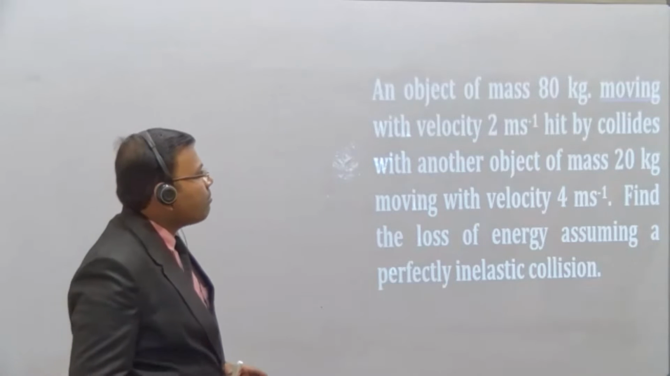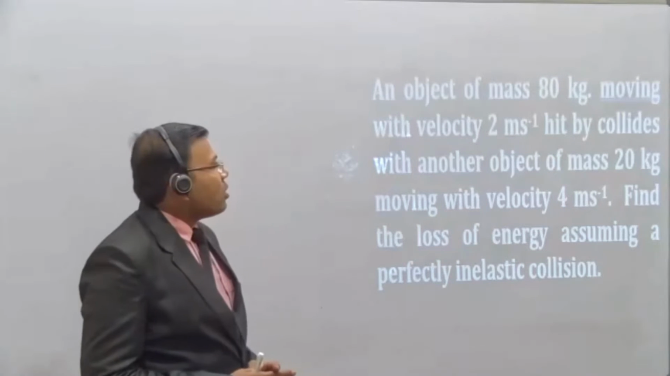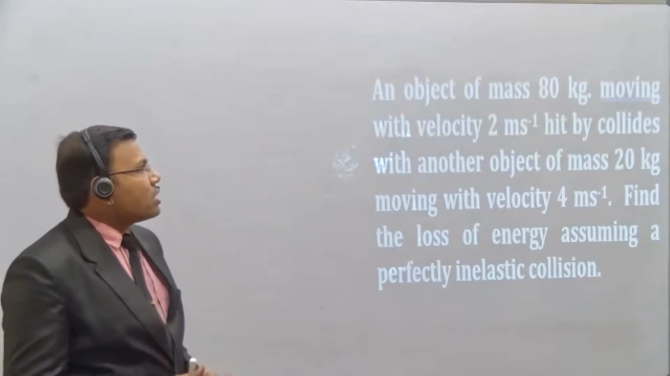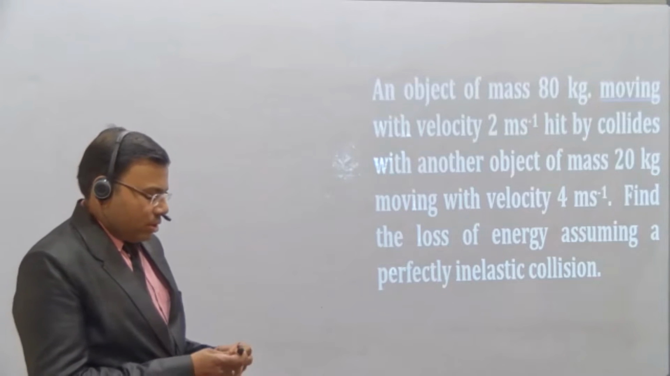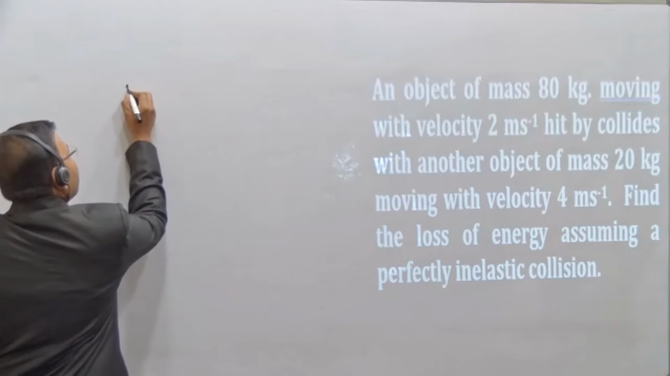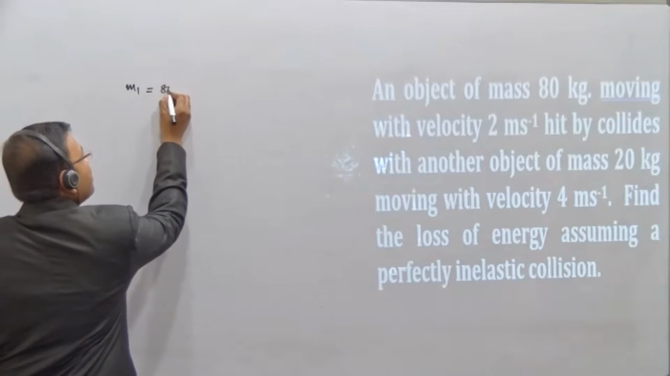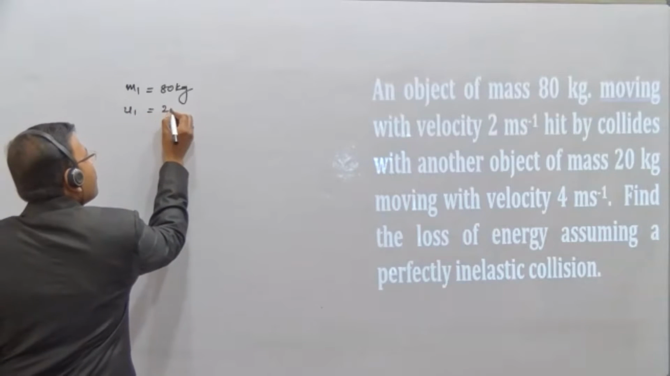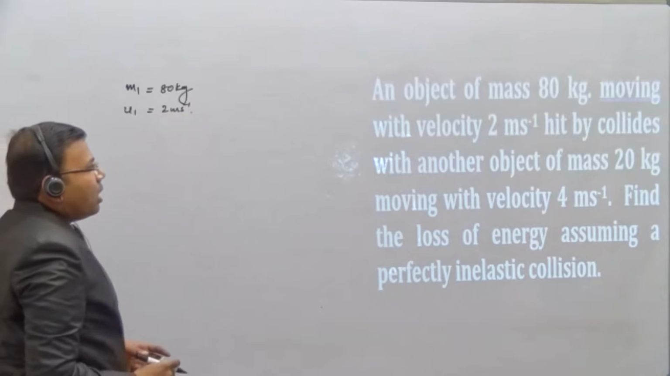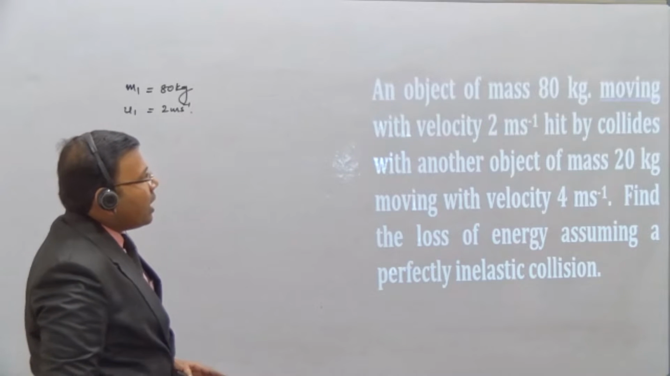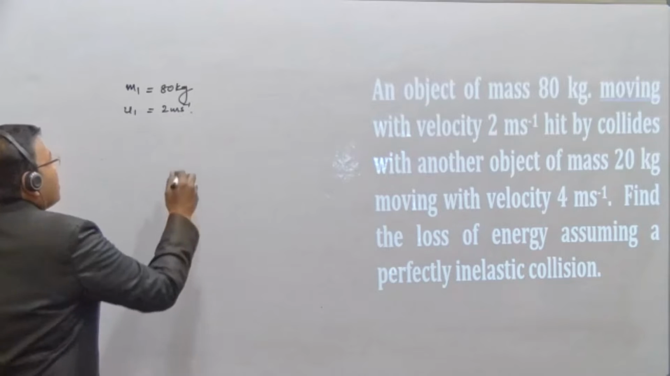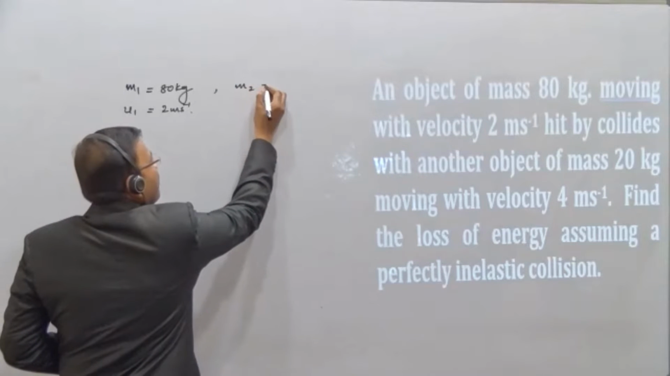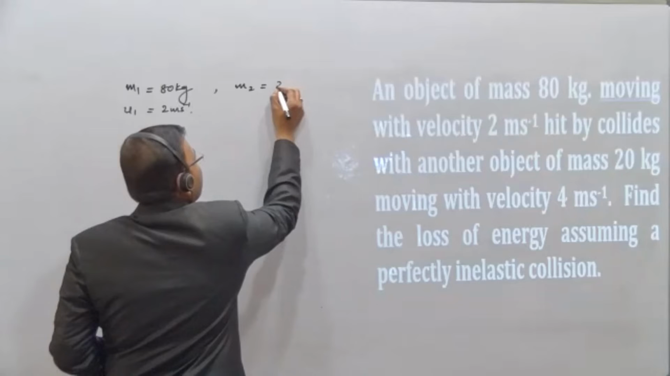Let us see the problems on the same concept. The first problem on the board here is an object of mass 80 kg moving with the velocity 2 meters per second. So the first object is there. You can see I'm writing the given data. M1, an object of mass 80 kg, moving with initial velocity 2 meters per second, collides with another object of mass 20 kg. Here, the second one, M2, is 20 kg.